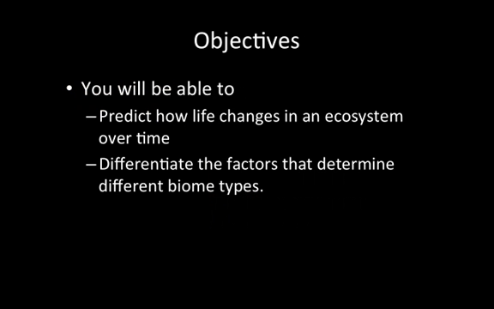So hopefully you're able to understand how an ecosystem can change over time, starting with small grasses and able to build itself into a large, stable climax community in an ecosystem. Additionally, you should be able to differentiate the factors that determine the different biome types that are found throughout the globe.